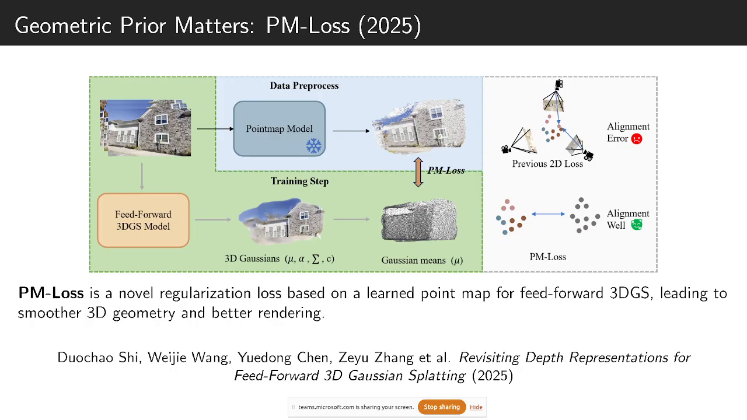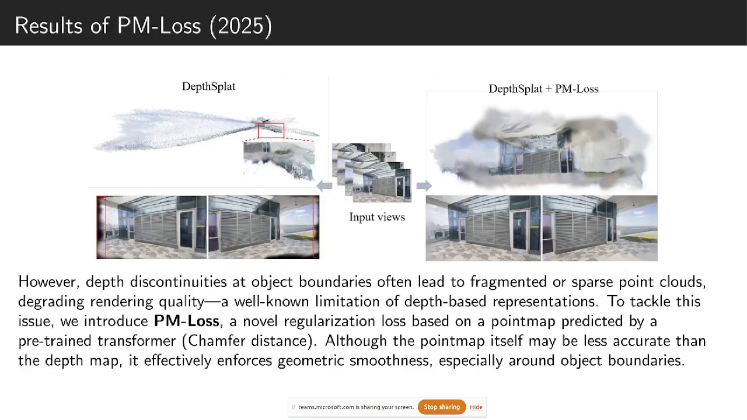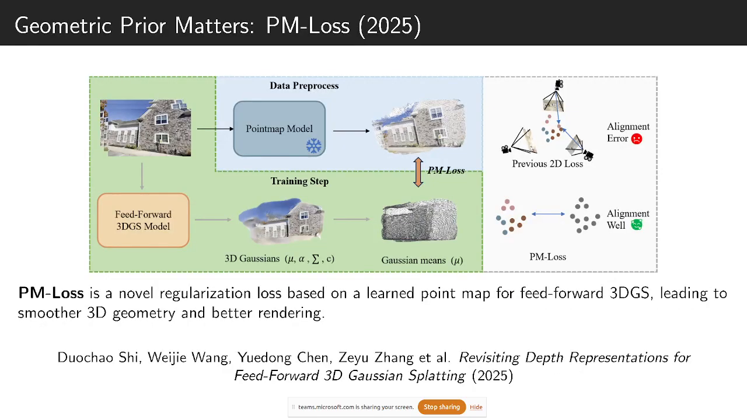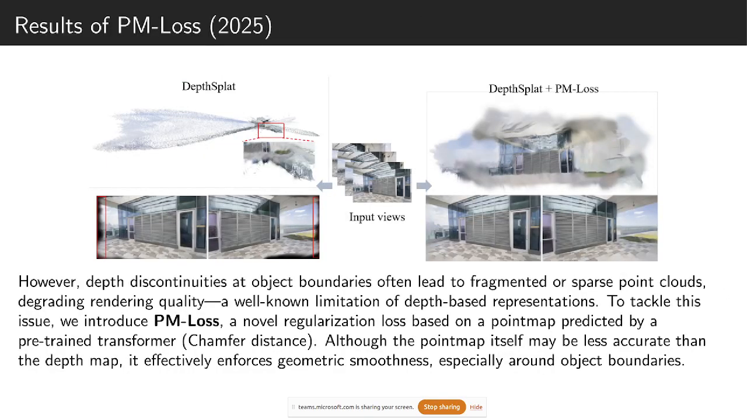So how can we do that? How we design this kind of loss is basically a very simple way. You can design a point prediction loss based on Chamfer distance. So we introduce a loss named PM loss. It is a regularization loss based on a point map predicted by your point models such as VGGT, and we design this regularization loss based on Chamfer distance.